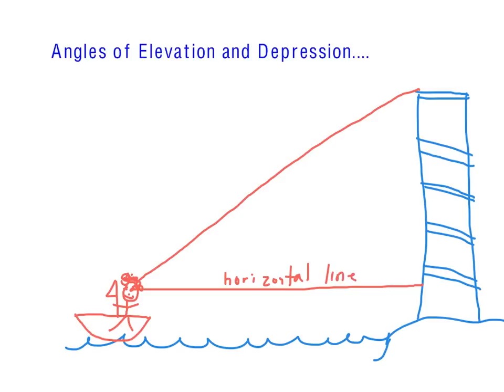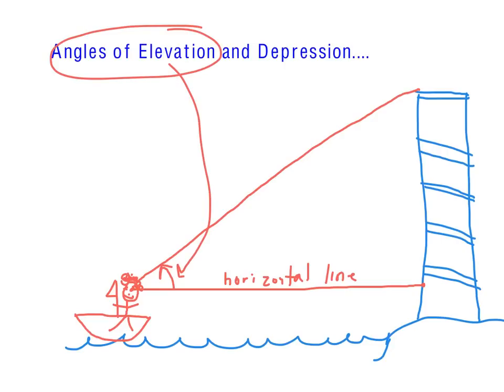Okay, so you have a horizontal line of sight, you look straight out, and then you look up at something. That is called the angle of elevation. All right, now take it a step further. Imagine you're up here on the top of the lighthouse. We're just going to put an eyeball up here.